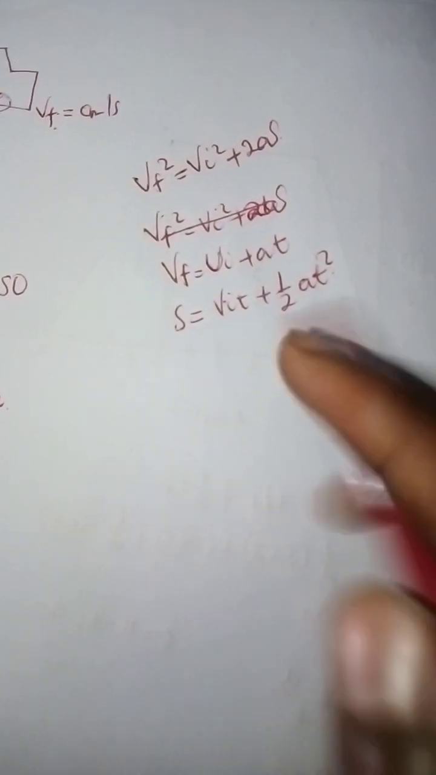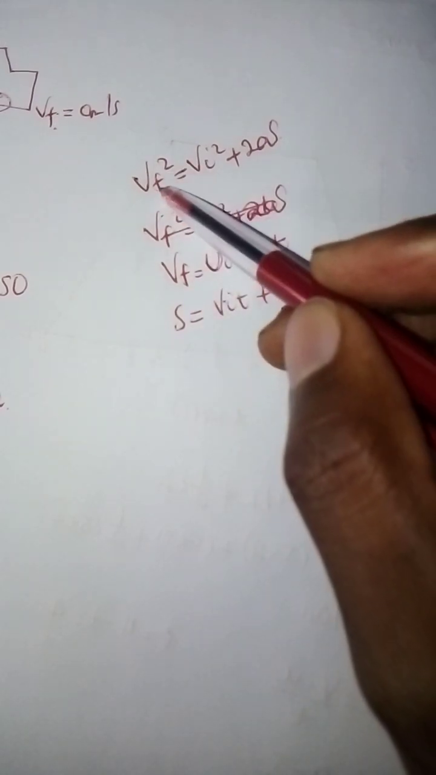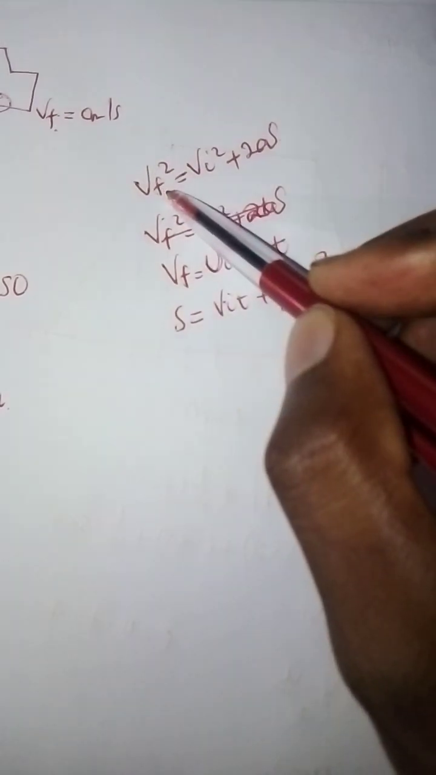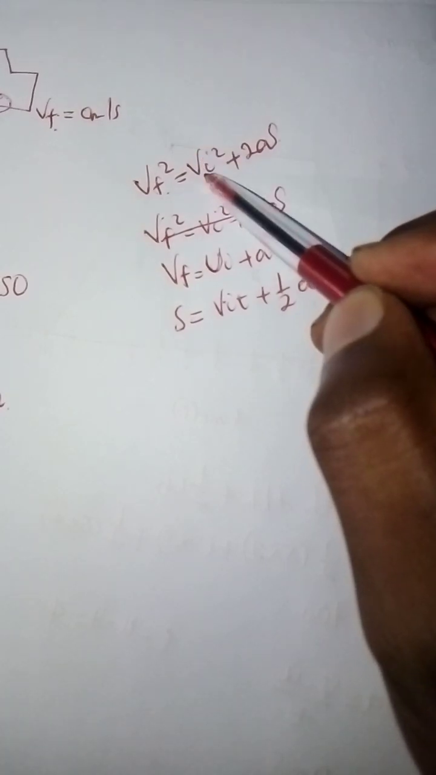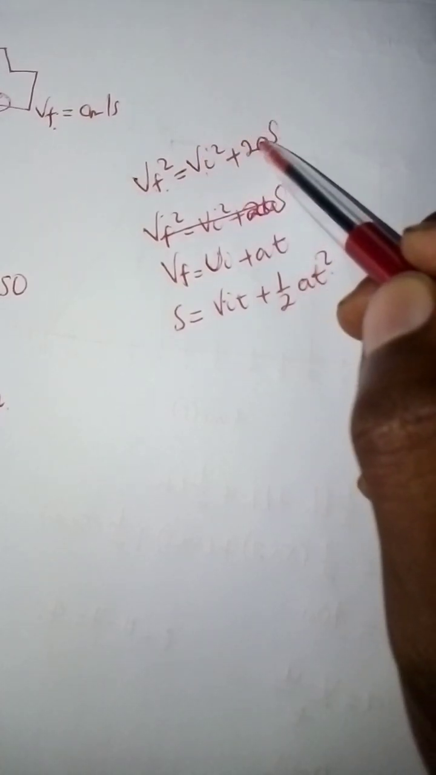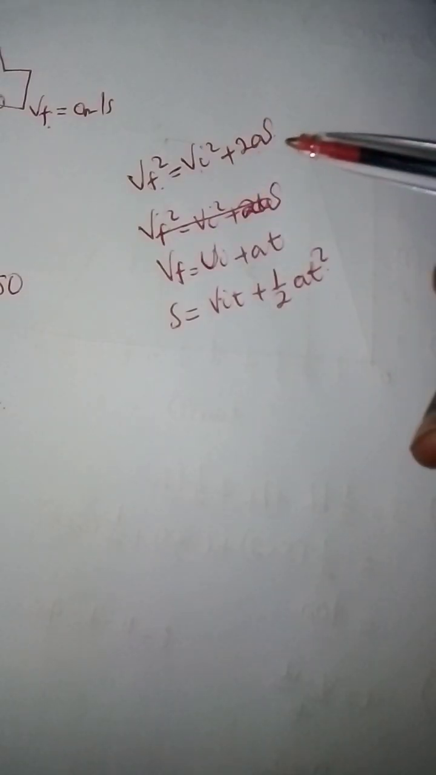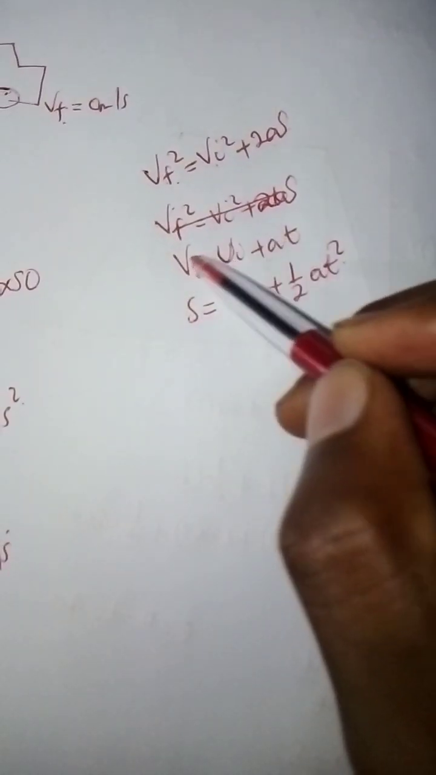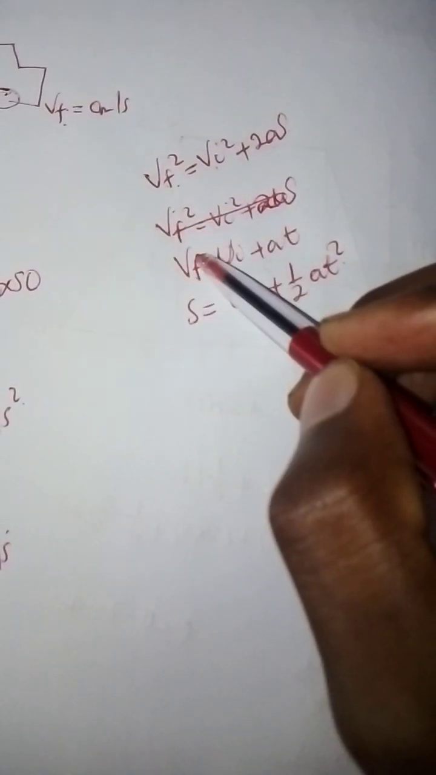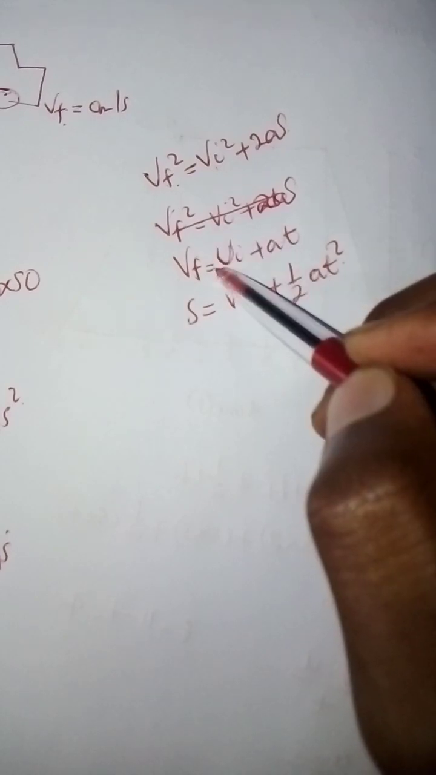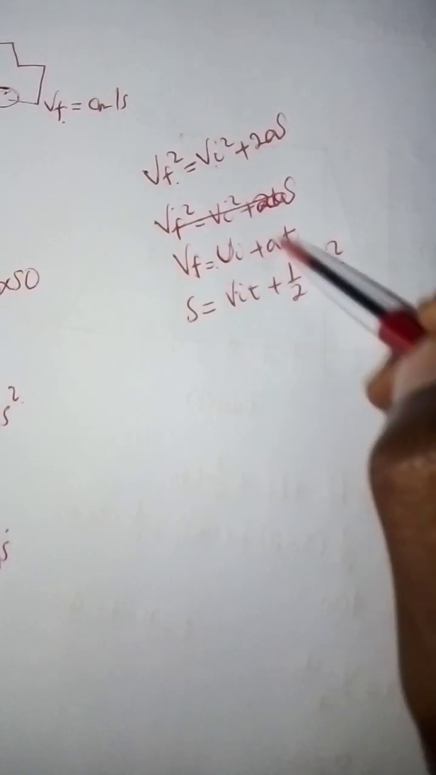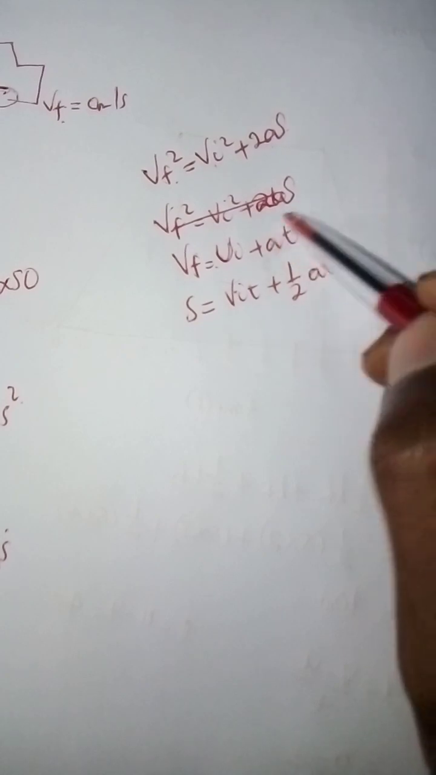Now let's come back here and check which equation we can use. Okay, let's look at this one. Do we have the final velocity? Yes, we do. Do we have the initial velocity? Yes, we do. We have the acceleration? Yes, we do. Do we have displacement? Yes, we do. So this equation is useless to us, we can't use it. Now let's look at the second one. Do we have the final velocity? Yes, we do. Do we have the initial? Of course. We do have the acceleration, but we're looking for the time. So we can use this equation.